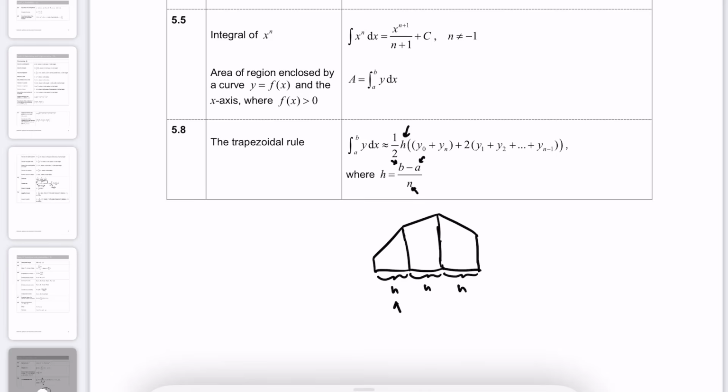Okay, y naught and yn. Essentially, y naught refers to the height of this first portion. Yn, if there are n number of trapezoids, yn refers to the final height. And then y1, y2, y3, this would be y1, this would be y2. Essentially all of the heights on the inside of our trapezoids that are bunched together. Okay, and that's really all it is. It looks a little intimidating, more intimidating than I think it really is potentially.